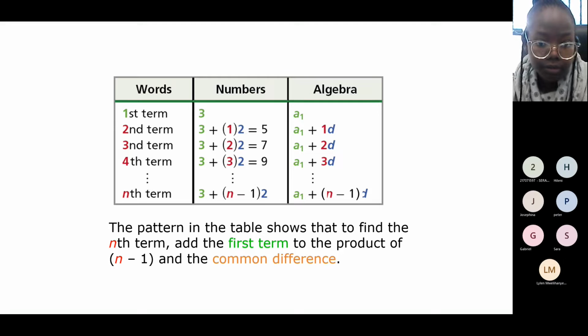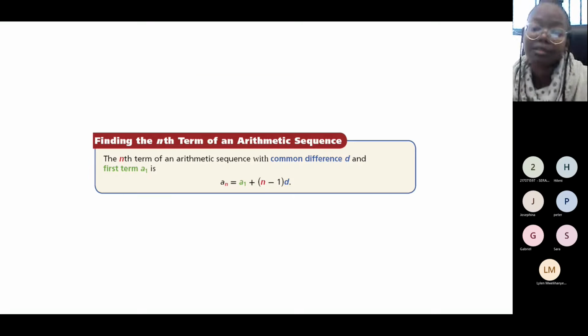Moving on, here is the formula. You can take notes of this formula. We're going to use it so much in arithmetic sequences because this formula helps us find the next term. So n is the position of whatever term we are being asked for. A1 is the first term in that sequence, and n is the position of the term that we are being asked for, minus 1, times d.